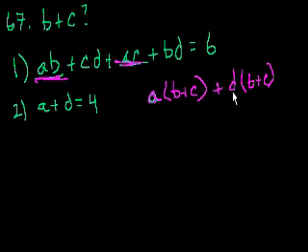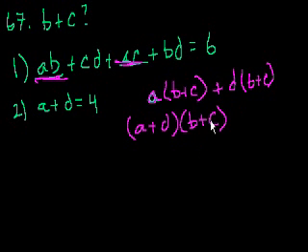And then now we can factor out a b plus c. We can do the reverse distributive property again. So now this equals a plus d times b plus c. Right? And if you don't believe me, just multiply b plus c times a, and then b plus c times d, and you get that. That's just the distributive property. But now we're ready to solve. Because they told us that this thing is equal to 6, and they tell us that this thing is equal to 4. So b plus c is going to be equal to 6 over 4, or 1.5. And we're done. You need both statements together. Both statements together are sufficient to solve this problem.